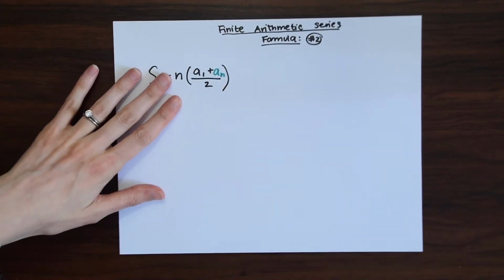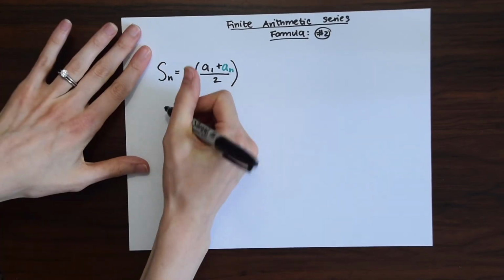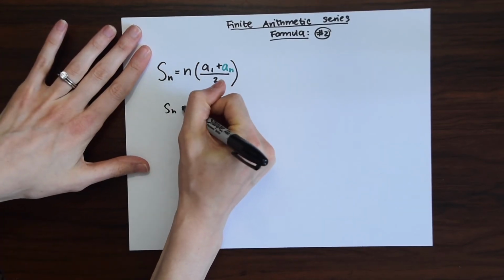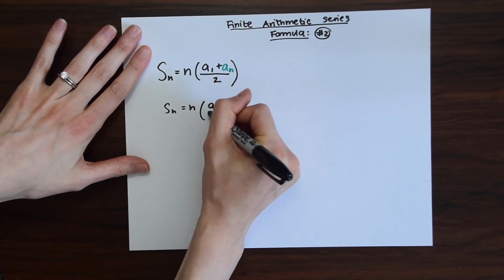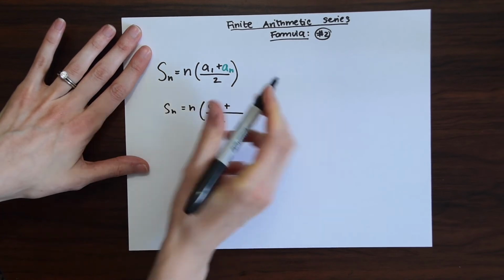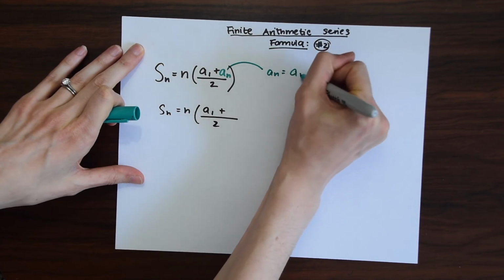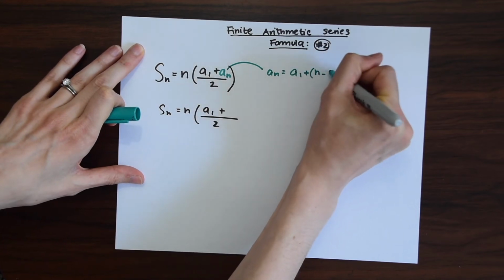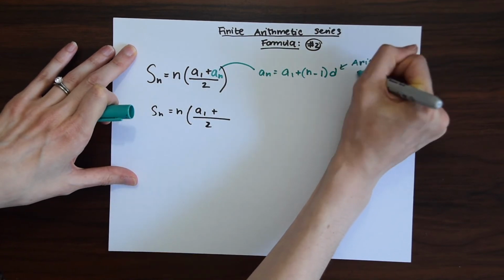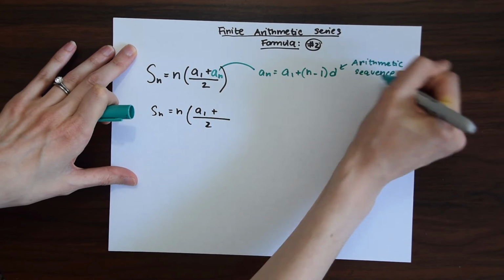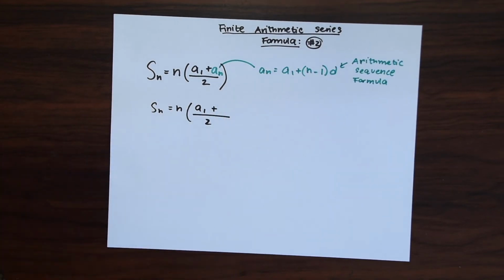There is an alternative way to write this formula by rewriting a sub n. First, let's write everything that we're going to keep the same: S sub n is equal to n times (a sub 1 plus something) over 2. We're going to be writing a sub n in place of that something. a sub n is actually equal to a sub 1 plus (n minus 1) times d. I didn't just make this up; this is the arithmetic sequence formula. That's what we're going to be taking and plugging in here. So let's do that.